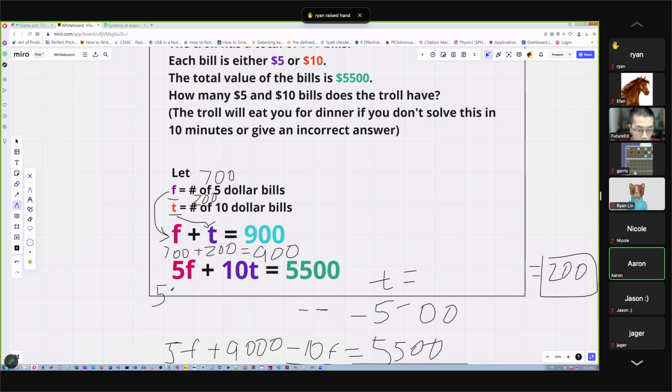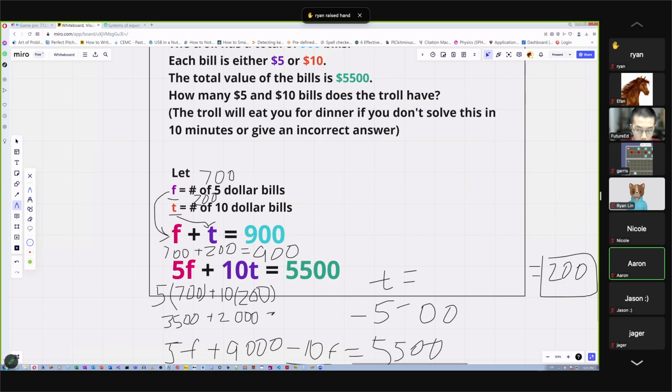700 times 5 plus 200 times 10. Okay, so first of all, what is 700 times 5? 3,500. Okay, we have 3,500. And what is 200 times 10? 2,000. And what is the final answer? What's 3,500 plus 2,000?